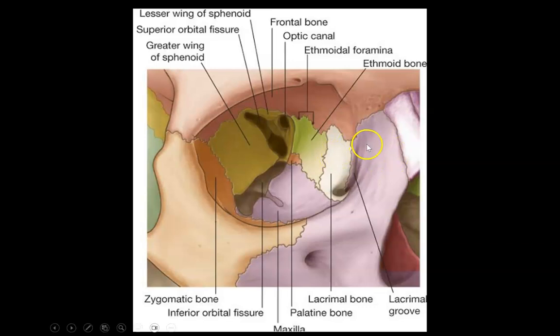Another view, this is from the right side, this is the nose, and this is the medial wall of the orbit. Lateral wall of the orbit is formed by the greater wing of the sphenoid. Roof of the orbit posteriorly is formed by the lesser wing of the sphenoid. Lesser wing of the sphenoid contains the optic foramen. Between the lesser wing and the greater wing of the sphenoid we have the superior orbital fissure. Also between the greater wing of the sphenoid and the maxilla we have the inferior orbital fissure.